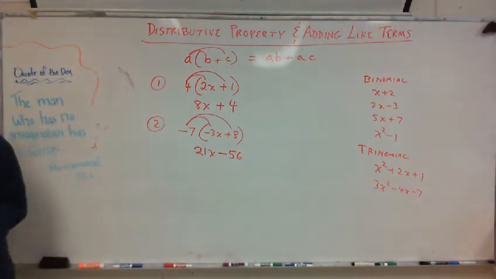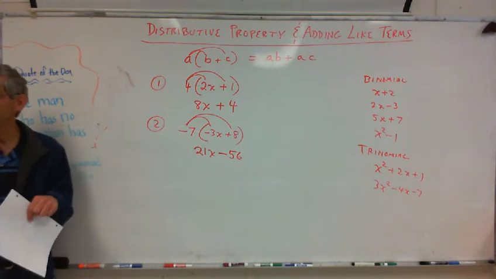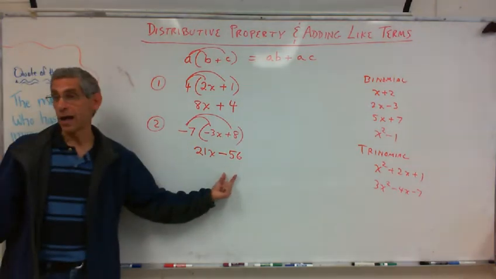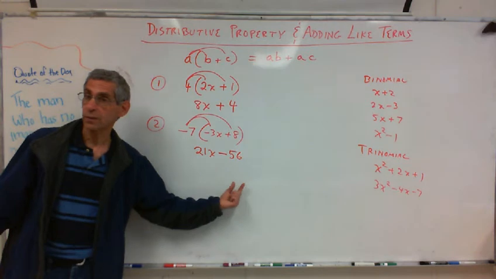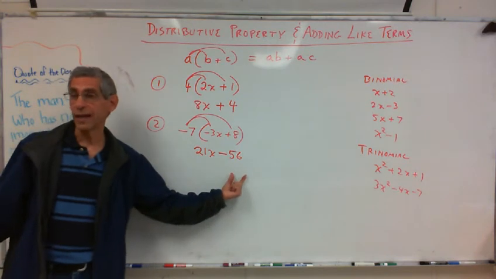It always works by doing it that way, except just calling them positives and negatives, and write the answer. If it was positive something, I would write plus something. If it was negative something, I write negative 56.